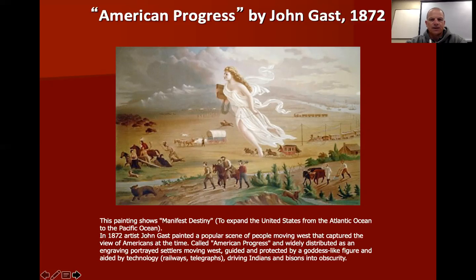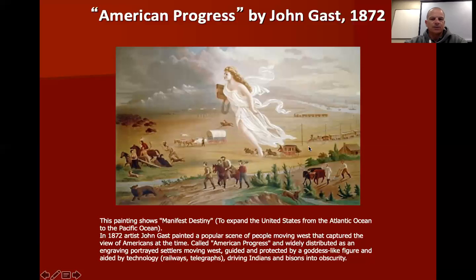You also see a number of people that are moving west, whether it be farmers here that are tilling the soil with their oxen. Here you have miners. So you have a pick and shovel here. They're going out mining for gold. You have Native Americans that appear to be running because they're being pushed by these groups.